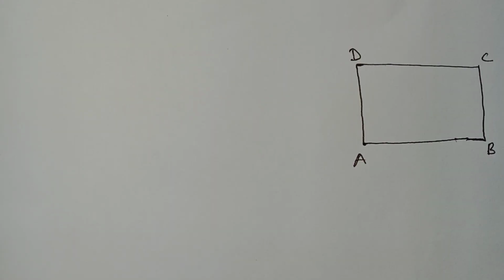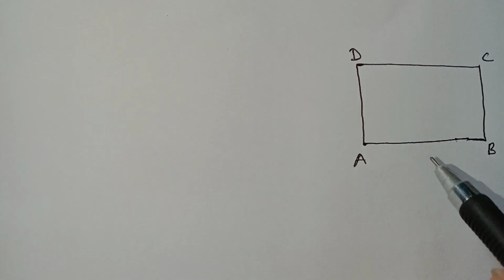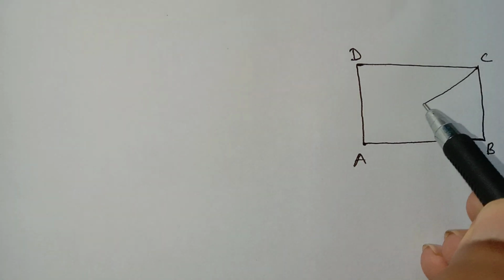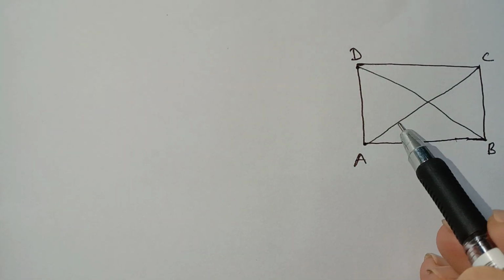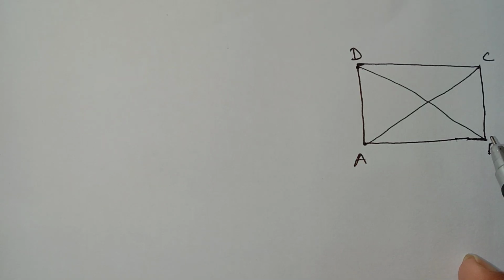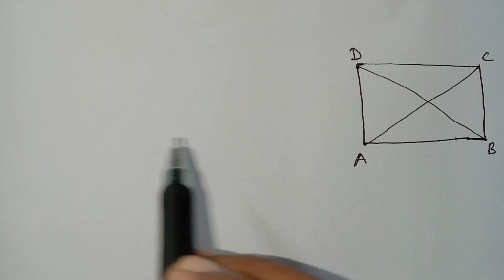Now let's check the next theorem: prove that the diagonals of a rectangle are equal. Let ABCD be a rectangle and the diagonals be AC and BD. We have to prove that AC is equal to BD.